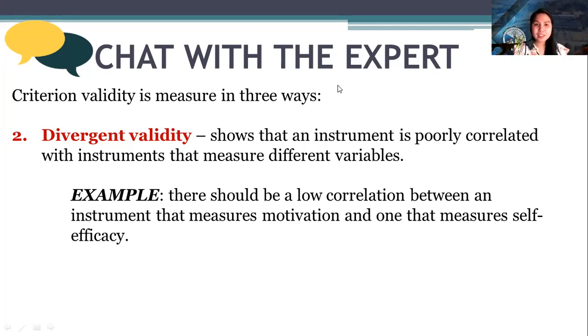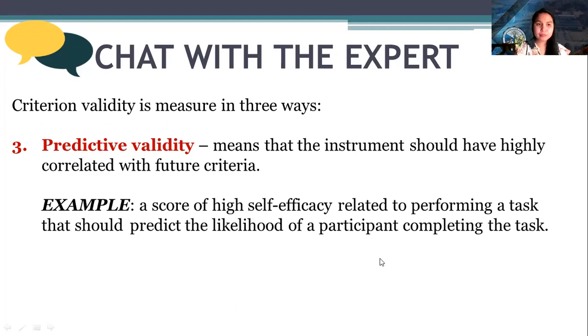And the last one is predictive validity. It tells us that the instrument should be highly correlated with future criteria. For example, study says that if you have a high self-efficacy, it's almost synonymous to self-confidence, then most likely you will complete the task. So if I answer a questionnaire on self-efficacy and I rated it very high, what is my degree of task completion?